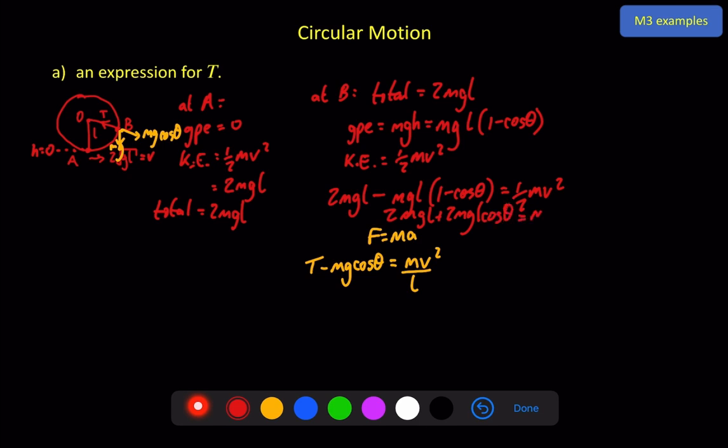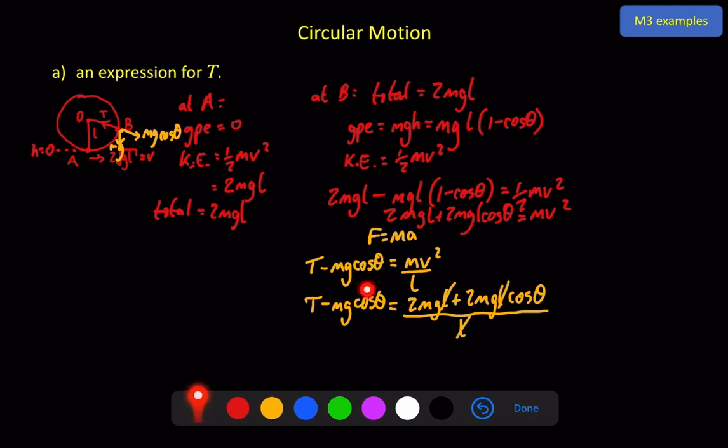And that is equal to mv squared. Substituting that in here, 2mgl plus 2mgl cos theta, all divided by L, T minus mg cos theta. The L's cancel out. We get 2mg cos theta plus another mg cos theta when I bring this over here. So we've got 2mg plus 3mg cos theta as our expression for T.